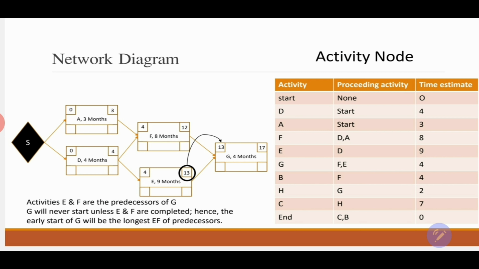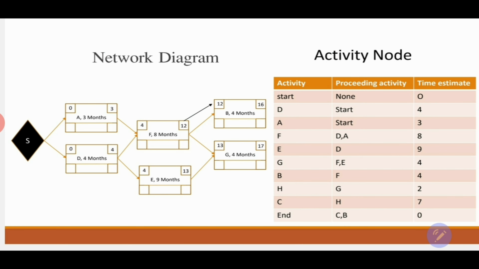Again, we're going to use the same equation, which is the early start plus the duration will equal the early finish of an activity. And since we are using the 13 as an early start plus the duration of 4 months, that will be 13 plus 4, and that will be 17. So how early I can finish activity G is 17. How early I can start it? I can start it at 13.